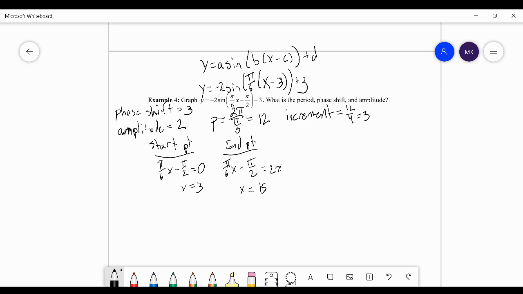And then I know that the period of this new function is 12. So if I start at 3, I need to go 12 more. That's where it's going to end, and 3 plus 12 is 15. So you can identify your start and end points that way as well. I just want to go through it algebraically because that's one of those nice things: if all else fails, algebra works.